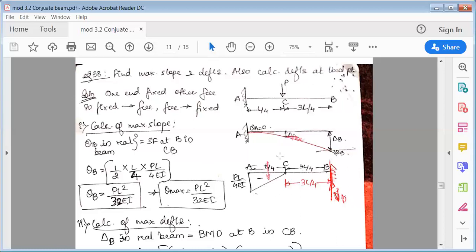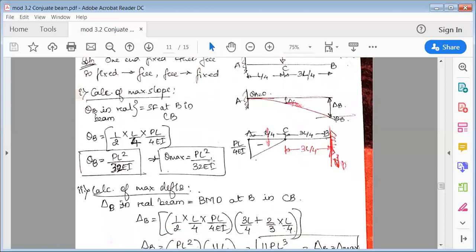So now let's calculate theta B and delta B. The formula is: theta B in the real beam is equal to shear force at B in the conjugate beam. The shear force at B is only this triangular load, half into base L by 4, height PL by 4 EI. So this is theta B, and that would be the maximum slope. Next, similarly, calculate delta B. Delta B in the real beam is equal to bending moment at B in the conjugate beam.